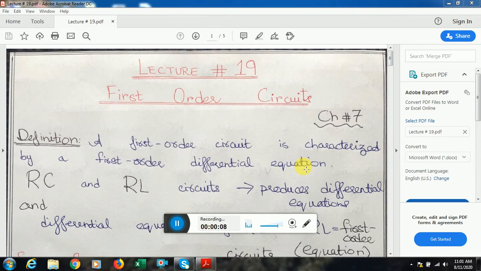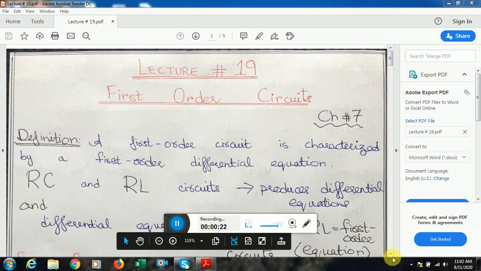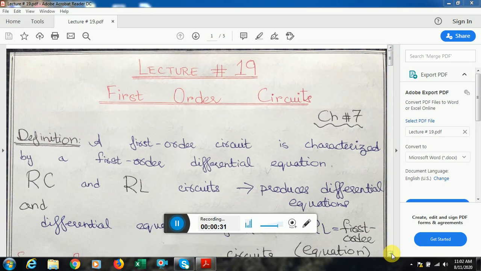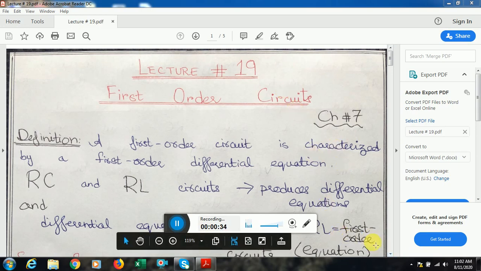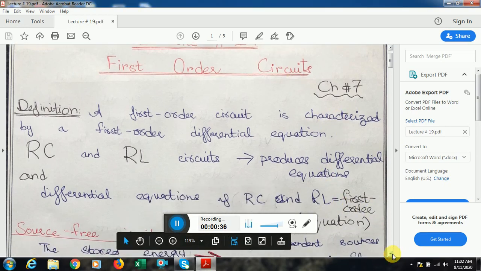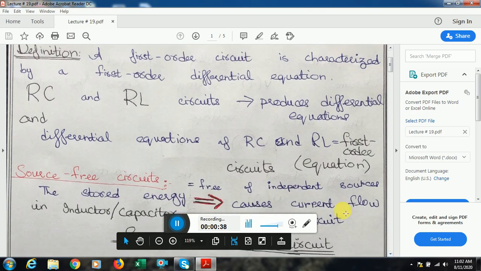In this lecture today we are going to start chapter number 7, which deals with first order circuits. By definition, we define the first order circuits as the circuit in which we have the first order differential. You must have studied differentials and integral in calculus course. So you know that there are different orders of differential equation: first order, second order, third order. First order circuits are the circuits in which we have the differential at the first order, that is dV by dt or di by dt.